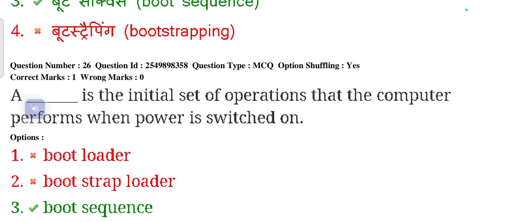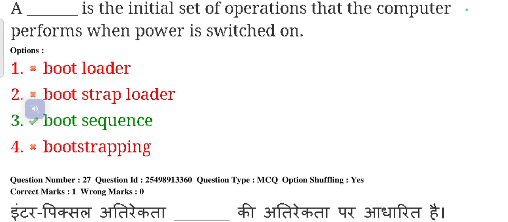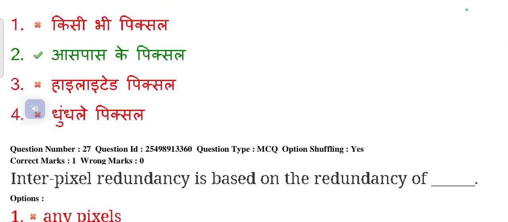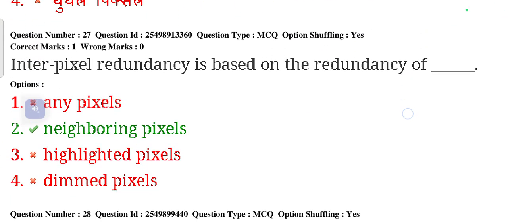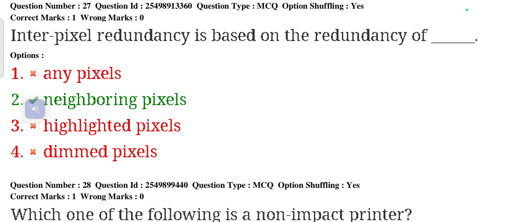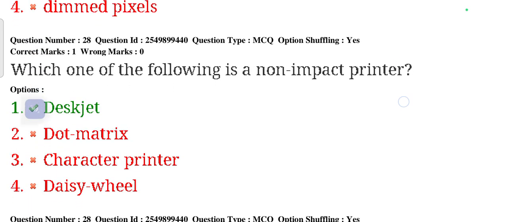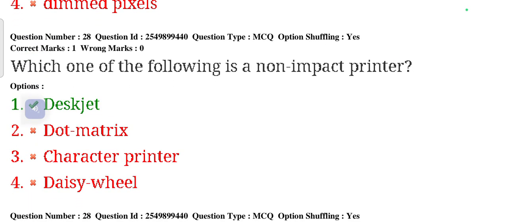A dash is the initial set of operations that the computer performs when power is switched on. Boot sequence. Power on self-test. Post. Interpixel redundancy is based on the redundancy of neighboring pixels. Which one of the following is a non-impact printer? Deskjet.